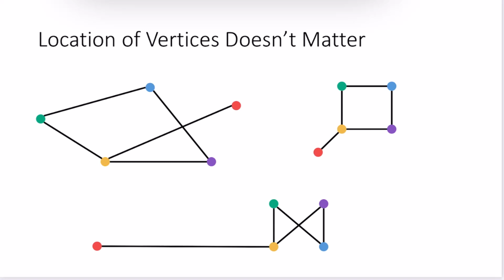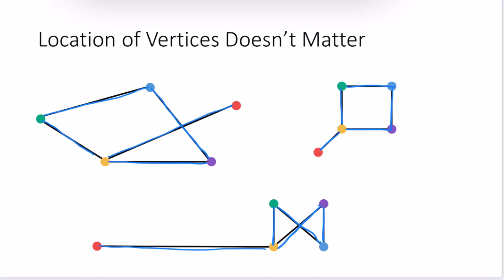And so the reason that these 3 graphs are the same graph fundamentally is because if we look at it, the yellow and red vertices are attached to each other in all of the graphs. So that relationship is consistent between all of them. Same thing with the green and yellow. Those 2 vertices are attached. The green and blue are attached. And the blue and purple are attached. And the yellow and purple are also attached.